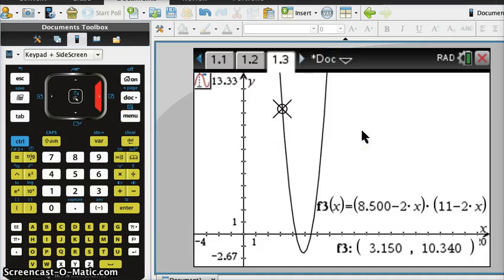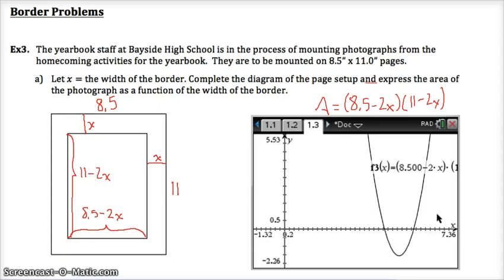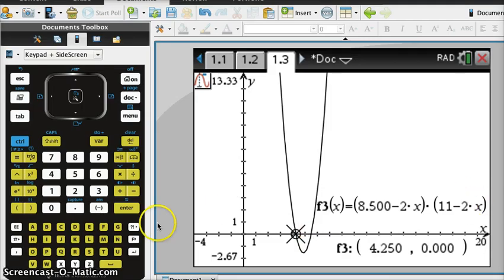As that border gets bigger and bigger on that paper, the area left for the photograph starts to get smaller and smaller until a certain point. If that border is all the way up, can you guess? Notice it snaps to 4 1/4. Now 4 1/4 shouldn't be a huge surprise because that's exactly what's going to make this 0. 4 1/4 makes that 0. At 4 1/4, there's no area. That border is entirely filling the whole paper, and the photograph has been squeezed down to a sliver and actually down to nothing.